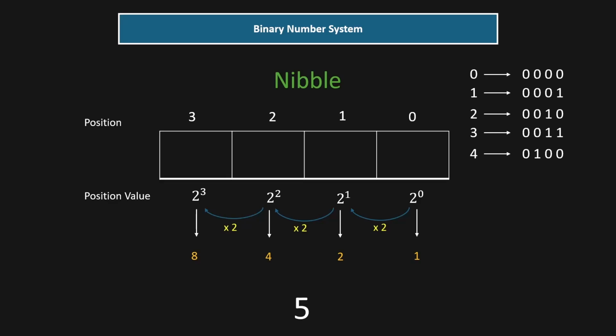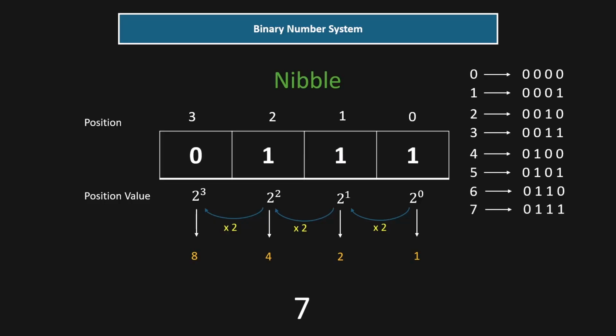And for the number 5, we have 1 one, 0 twos, 1 four, and 0 eights. What about number 6? In the number 6, we have 0 ones, 1 two, 1 four, and 0 eights. And for the number 7, we have 1 one, 1 two, 1 four, and 0 eights. For number 8, we have 0 ones, 0 twos, 0 fours, and 1 eight. Number 9. In the number 9, we have 1 one, 0 twos, 0 fours, and 1 eight.